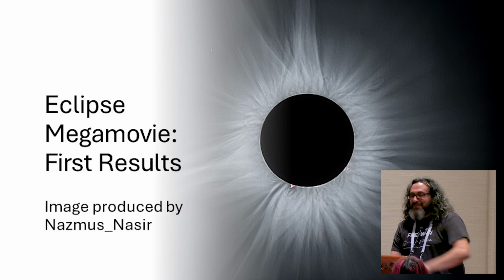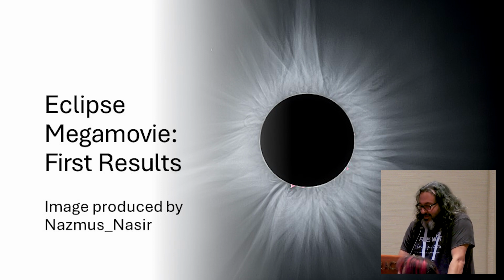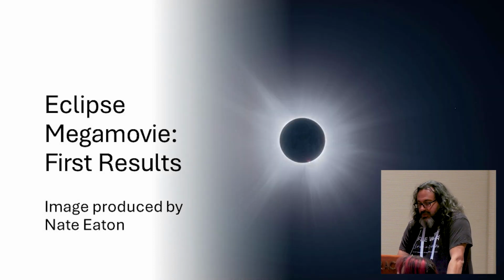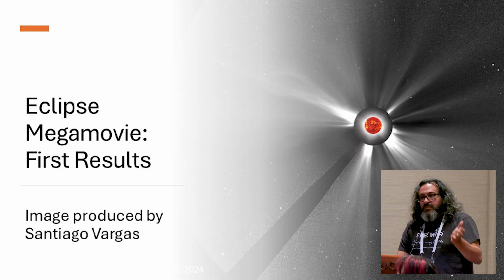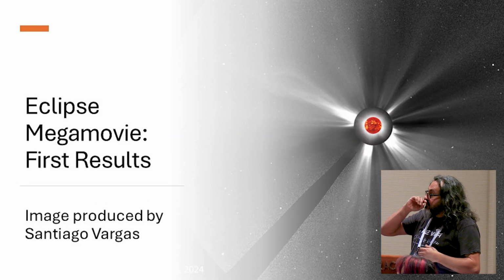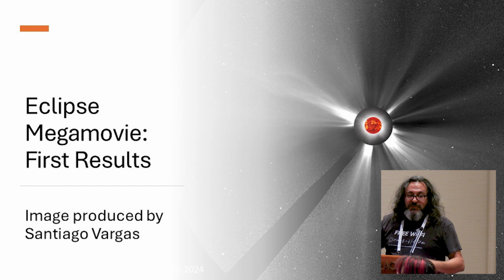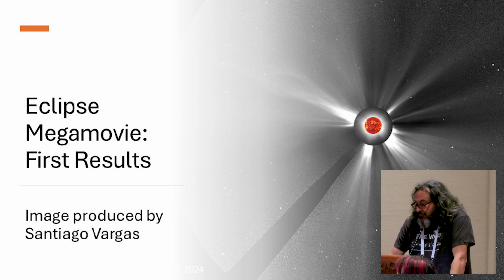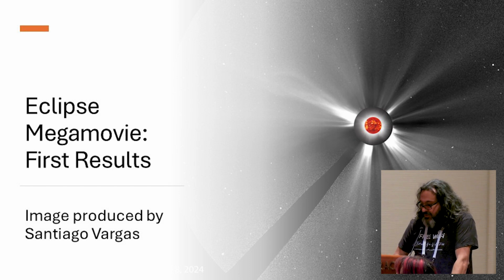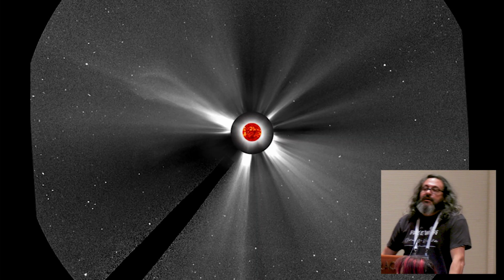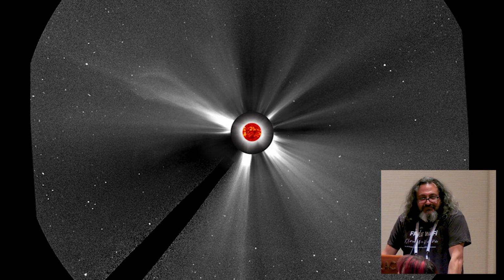They are artistic pictures. Then you have another one, for example, for Nate Eaton, or you have compositions made by other people, like this one, where you can see the image from the eclipse in the middle. And this was with Santiago Vargas. And I'm going to end here with this one because the image of the corona is mine, so I like it.